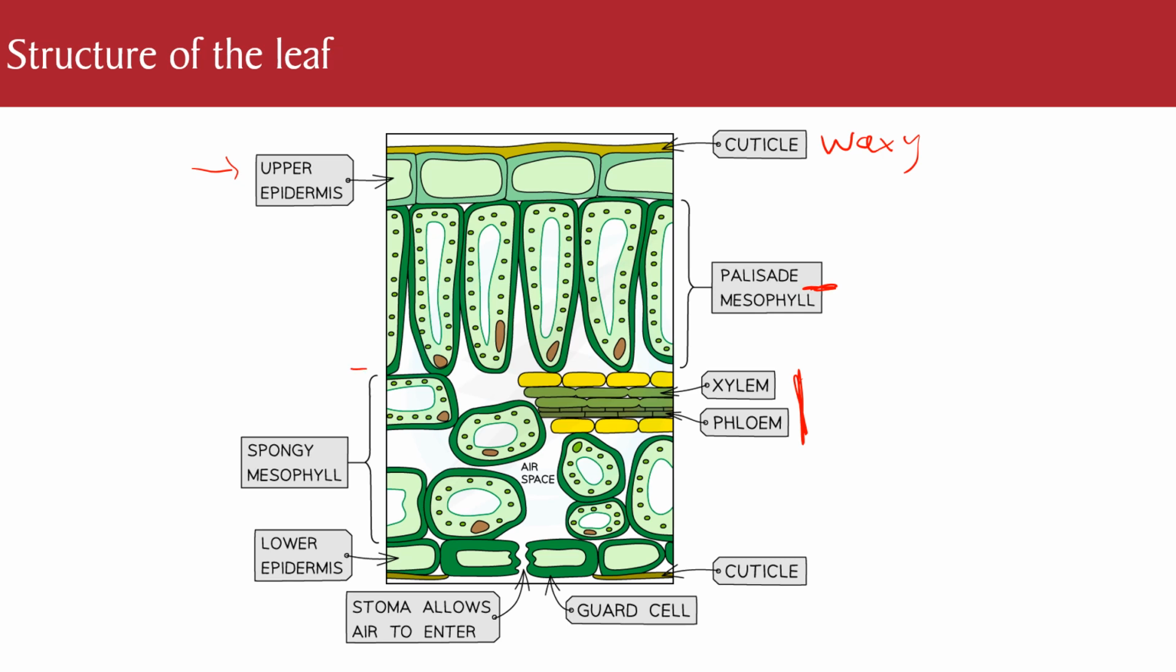The next layer down is the spongy mesophyll. I'll call it spongy because it just helps with the spelling. What you'll notice with the spongy mesophyll is there's lots of gaps, where on the palisade cells there isn't. We've then got the lower epidermis, which is like the skin of the bottom of the leaf. We've then got a stoma, and on either side of the stoma we've got guard cells. And then at the very bottom we've got a cuticle, which again is a waxy layer.